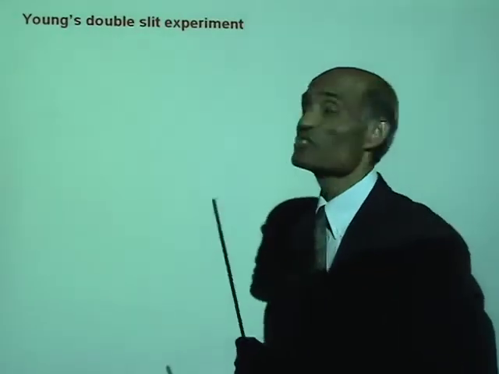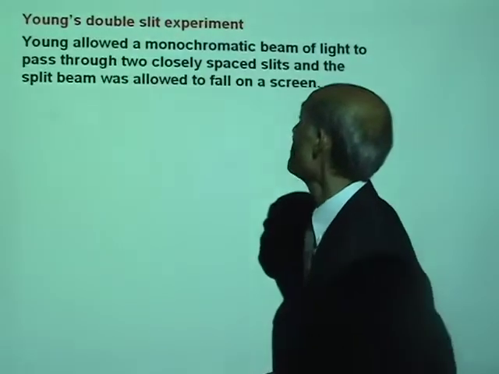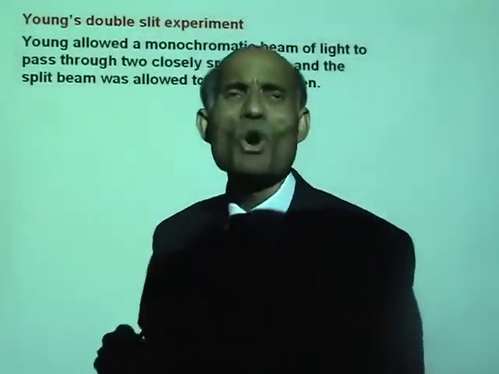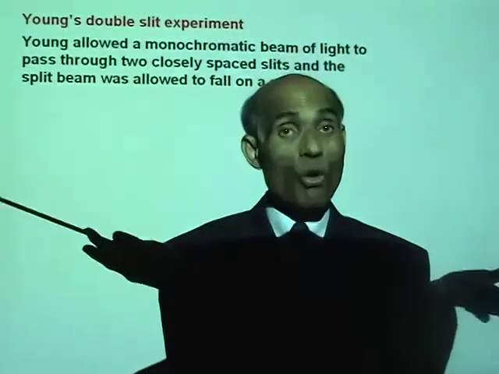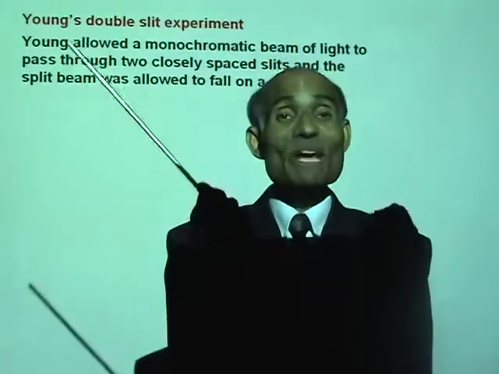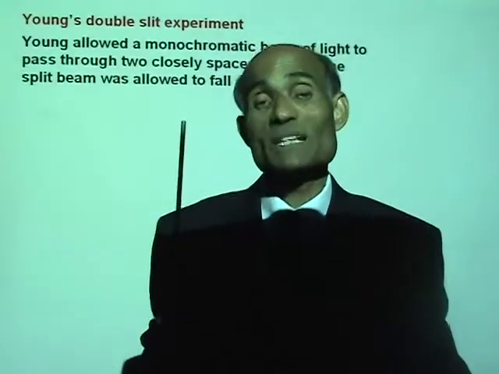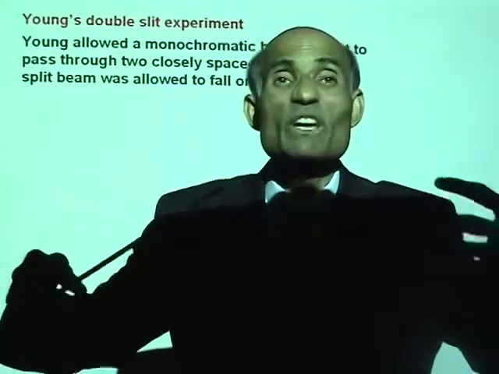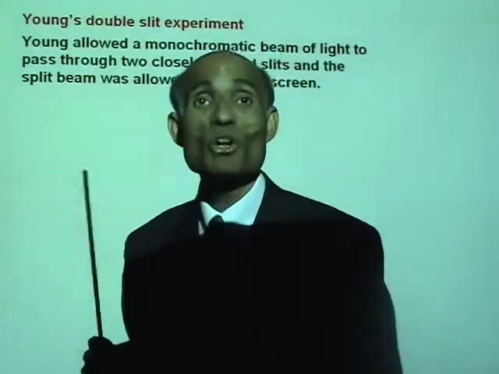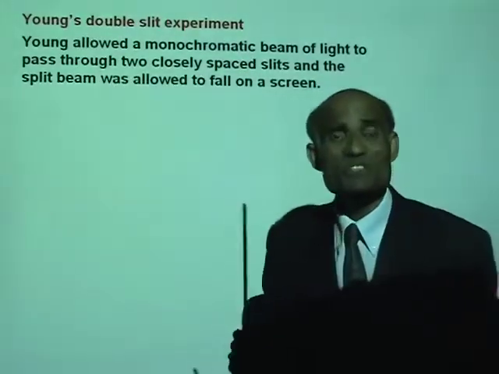Now, what he did is he allowed light to pass through two very closely spaced slits. Young allowed a monochromatic beam of light. What is a monochromatic beam? You see, the normal light, you know, is made up of 3,000 odd colors. There are multiple combinations of colors. Monochromatic is a single color. So, he used for his experiment a single colored light. Why? He didn't want all the other colors to interfere, to spoil his experiment. So, he used a monochromatic beam of light and allowed it to pass through two closely spaced slits.